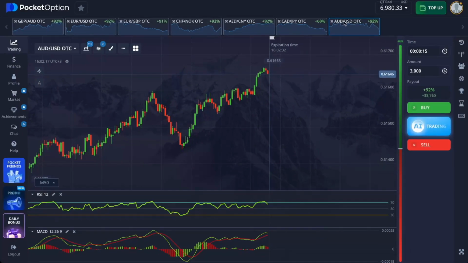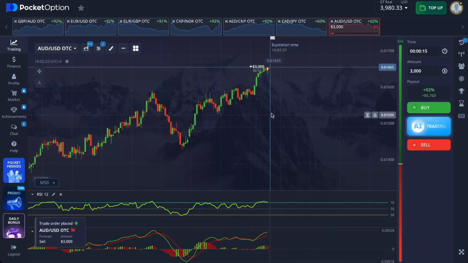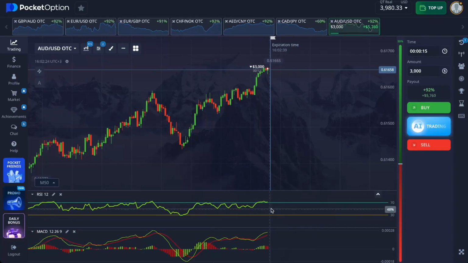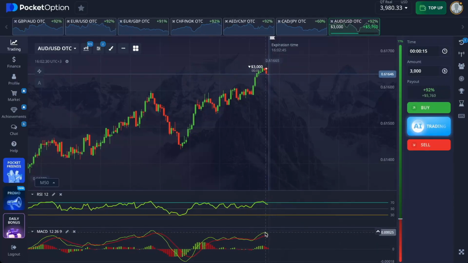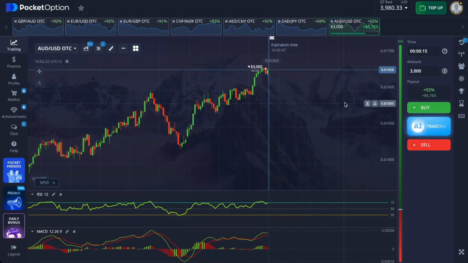The 11th trade. Australian dollar QSD. Here I'll go for a sell. I'm entering a position for a decline. The RSI is showing overbought conditions. The MACD line. The histogram is red. Also, the signal line is about to cross the red line from above. That's why I entered here into this kind of trade.